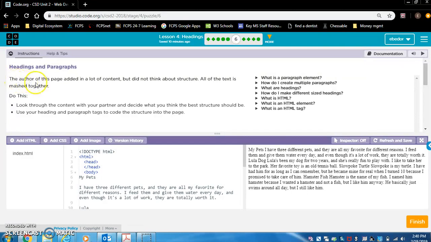Headings and paragraphs. The author of this page added in a lot of content, but did not think about structure. All of the text is mashed together. Okay, yeah, there's no headings here.